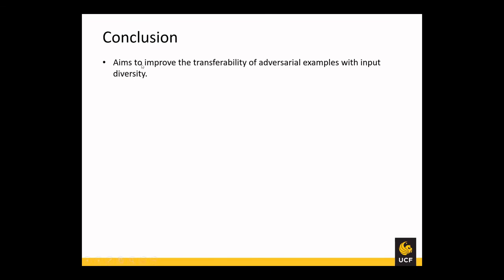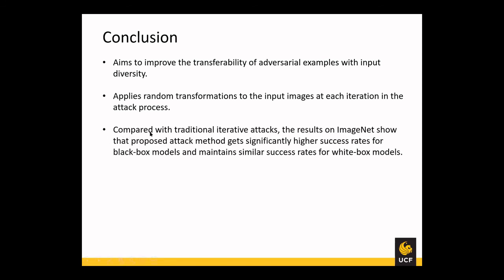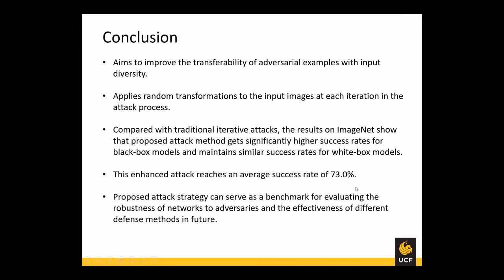Finally, let's conclude the paper. The paper aims to improve the transferability of adversarial examples with input diversity. It applies random transformation to the input images at each iteration in the attack process. Compared with traditional iterative attacks, the results on ImageNet show that the proposed attack method gets a significantly higher success rate for black box models and maintains the same success rate for white box models. Their enhanced attack reaches an average success rate of 73%, and the proposed attack strategy can serve as a benchmark for evaluating the robustness of networks to adversaries and the effectiveness of different defense methods in the future.